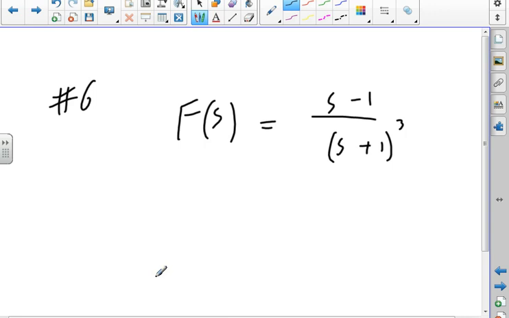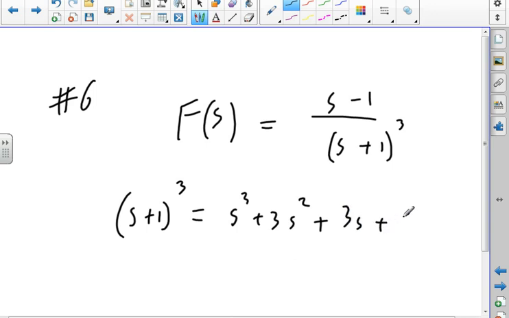That's obviously not what I would do. If you break the cube down, won't the s minus 1 cancel? No, I don't think so. See, you're saying that this guy here is s cubed plus 3s squared plus 3s plus 1. That doesn't help me any.